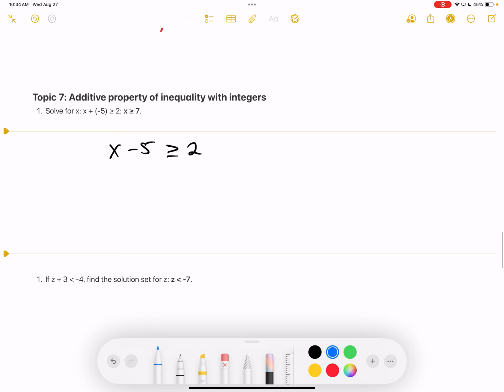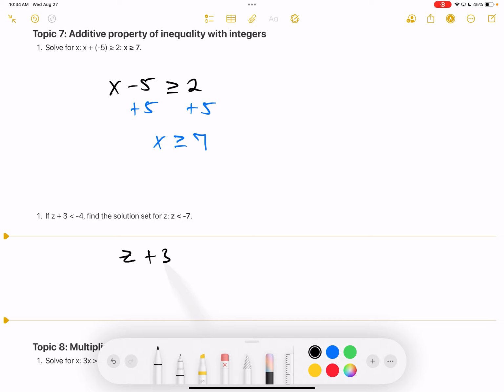On this one, same idea. I just have to add 5 to both sides. So I get x is greater than or equal to 7. Nothing is changing about the way we're doing things. That's why we went ahead and did this one today, because it is so similar to the equations.